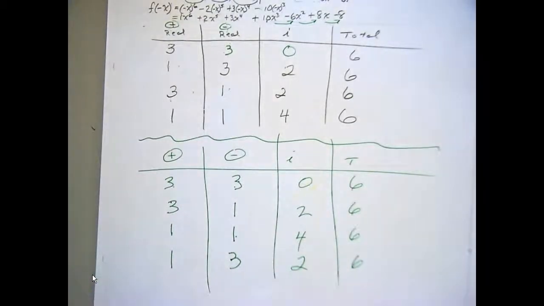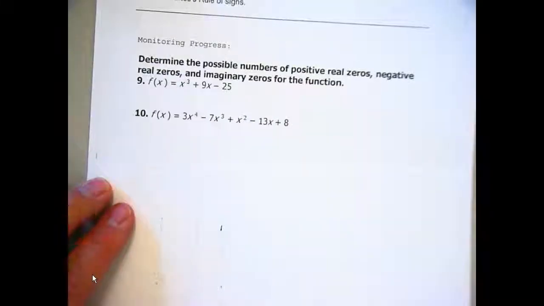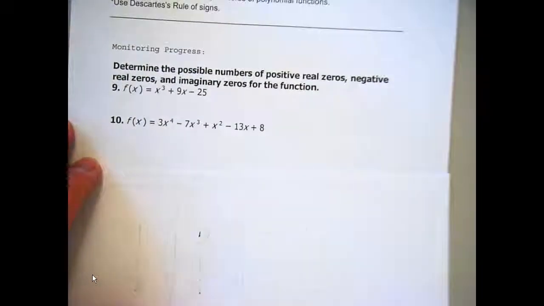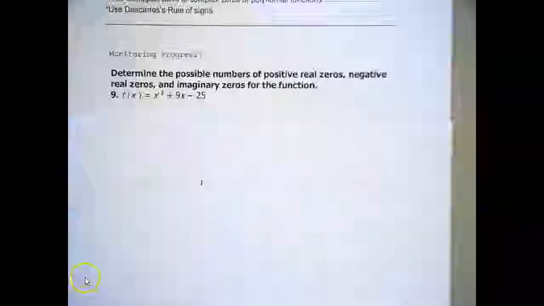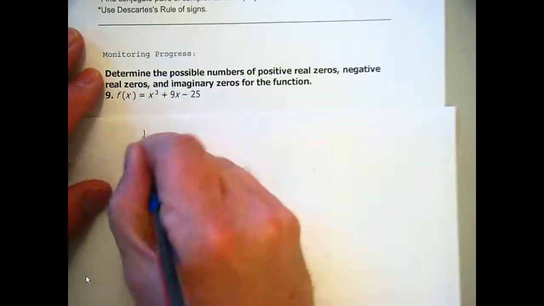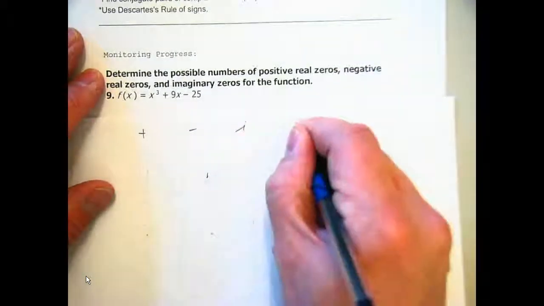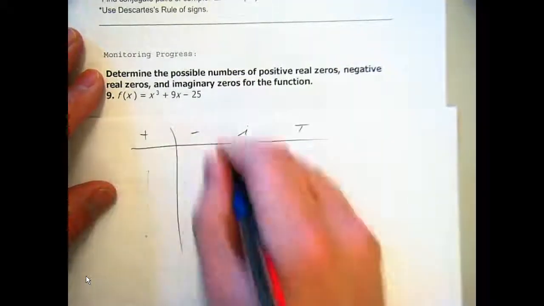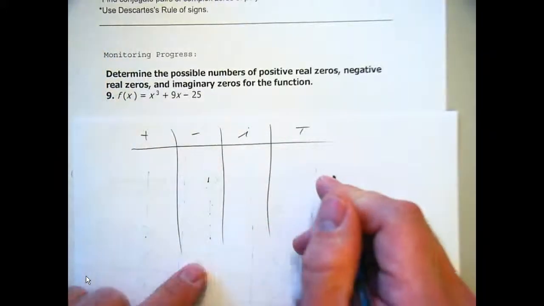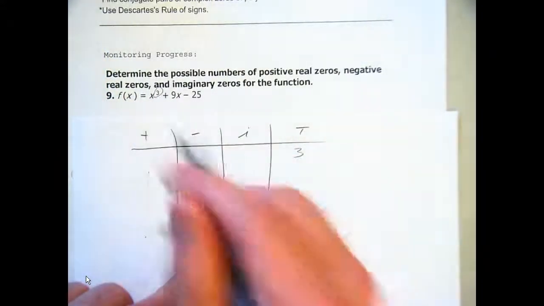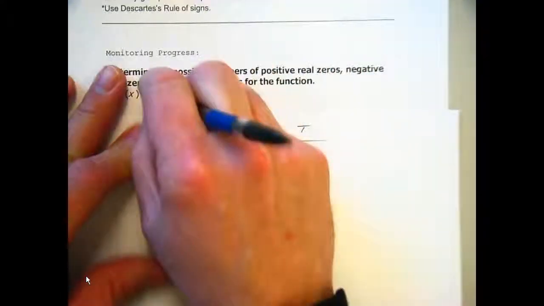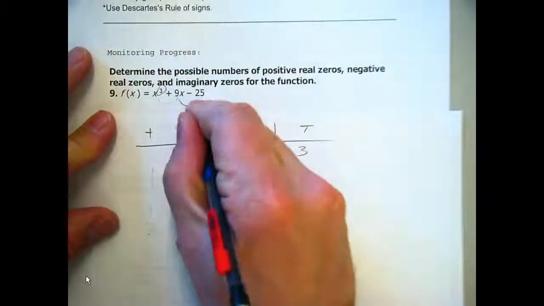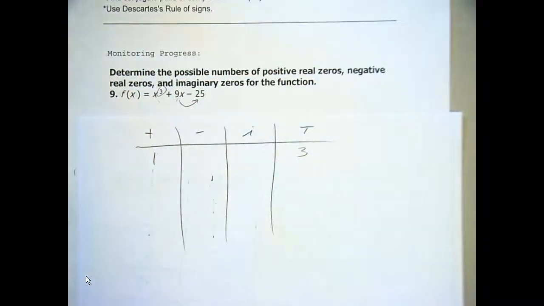Let's see if you can maybe do it there. Give it a shot. Number 9 and number 10 there. Actually, let's start with just one of them. Let's start with number 9. All right, so if I'm going positive, negative, imaginary, and total, this one, what are my totals? I have 3. Okay, it's a cubic. Any sign changes? Nothing there. Nope. We do get 1 here, though. So we get 1.